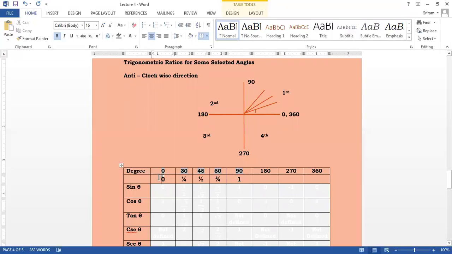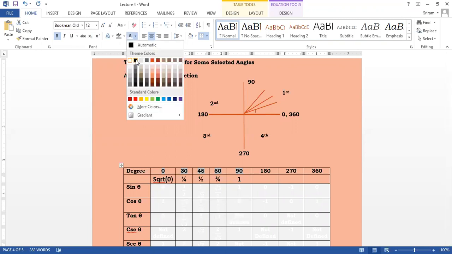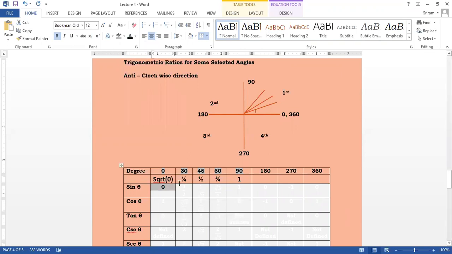If I find the square root values of these, this will be the value of sine theta. What is the square root of 0? I am going to find the root value for 0. So the root value of 0 is 0, isn't it?